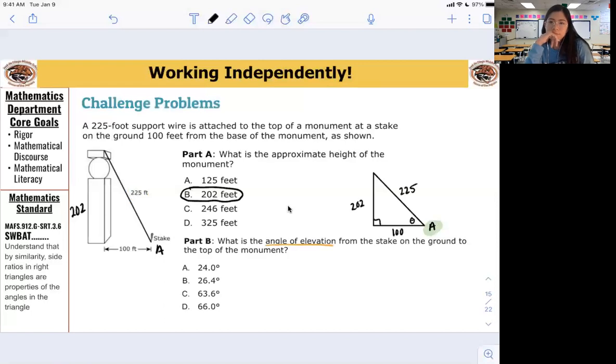It doesn't matter, because I have all three sides. Since I know all three of those measurements, you can use sine, cosine, or tangent. It doesn't really matter, so let's go ahead and pick one. Daniel, do you want to use sine, cosine, or tangent? Up to you.